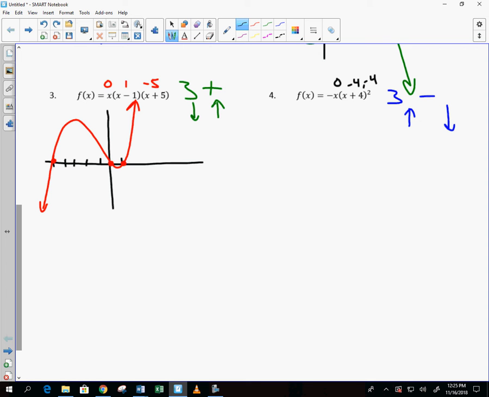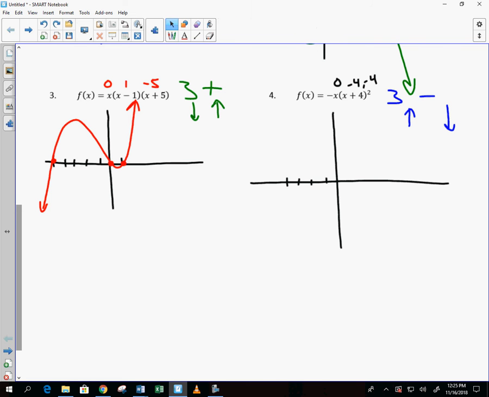That means it's a double root. Remember yesterday we talked about double roots, single roots, triple roots? This has the behavior of a double root. So as I mark this off, 1, 2, 3, 4, I know it's going to pass through negative 4. I know it's going to pass through 0. We've determined it ends down. We've determined it starts up.